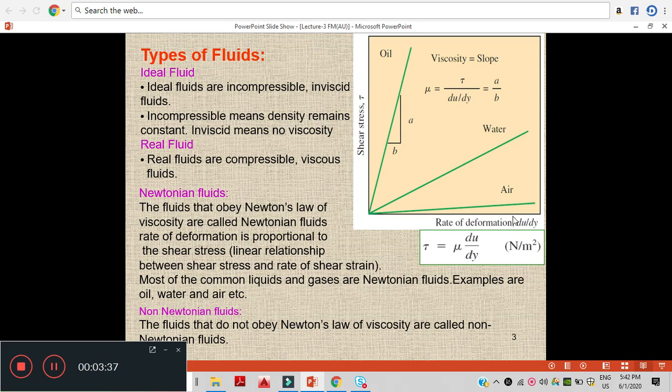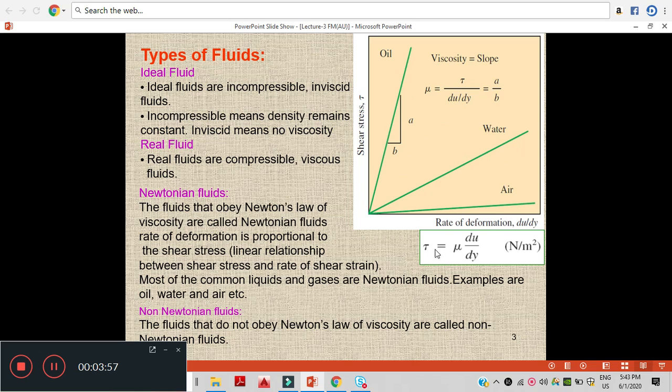Okay, so as the viscosity increases, the line starts rising, just like air. Gases have less viscosity, so air lies somewhere here. Water has more viscosity, so it is going up, and oil has more viscosity, so it is going up. So you can see all of them are straight lines.